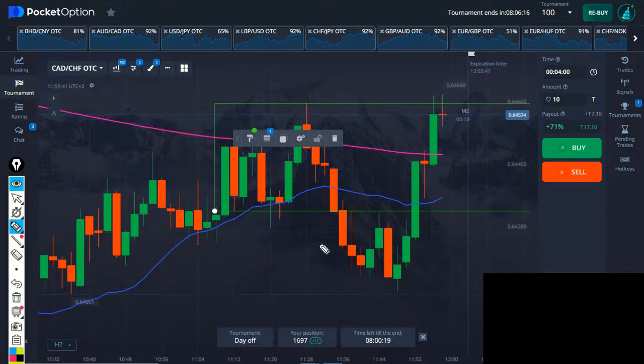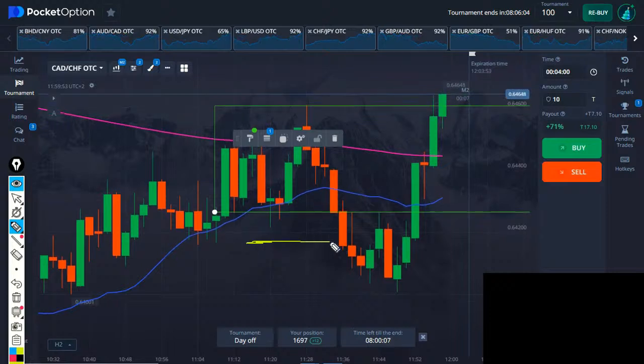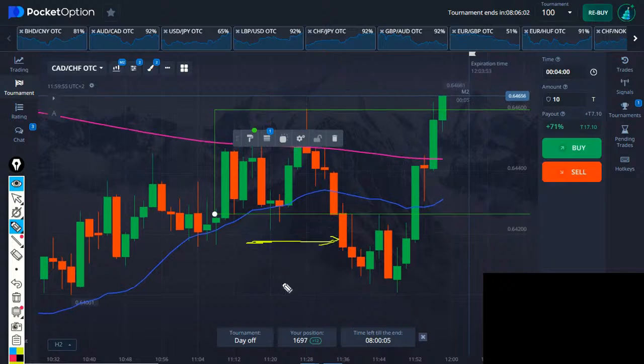Personally, I would go in the last 30 seconds of this 2-minute candle. So whenever I see a strong push, 2 minutes. So when I see the candle has 30 seconds left, I will send my torpedo in for a sell. Boom, over here.